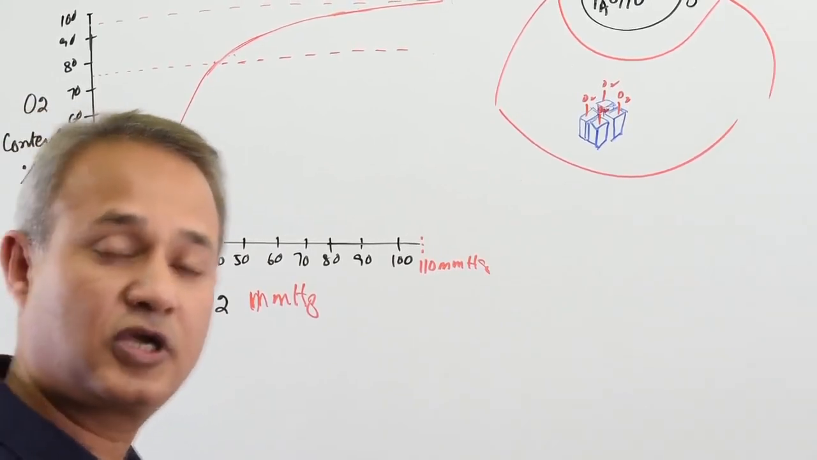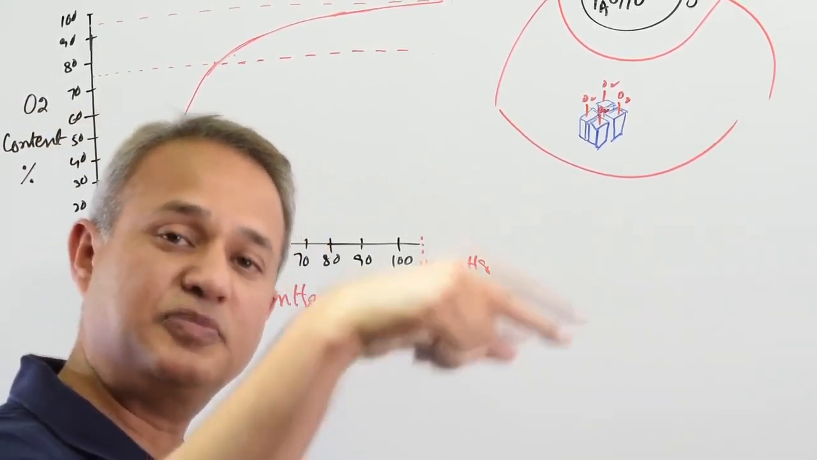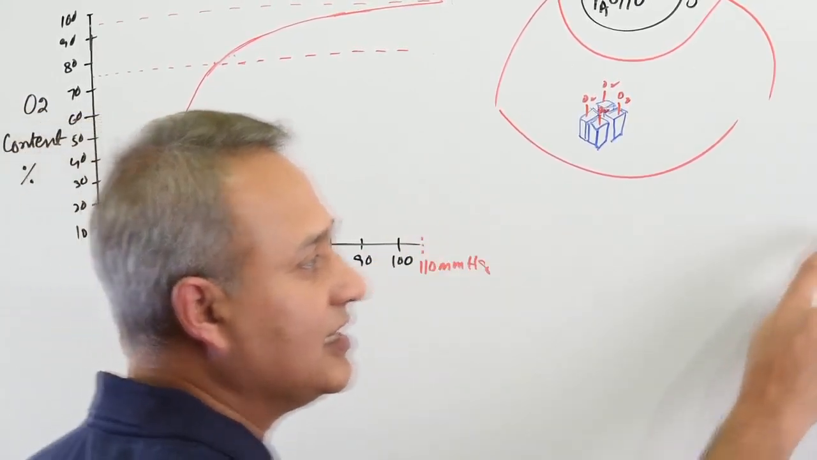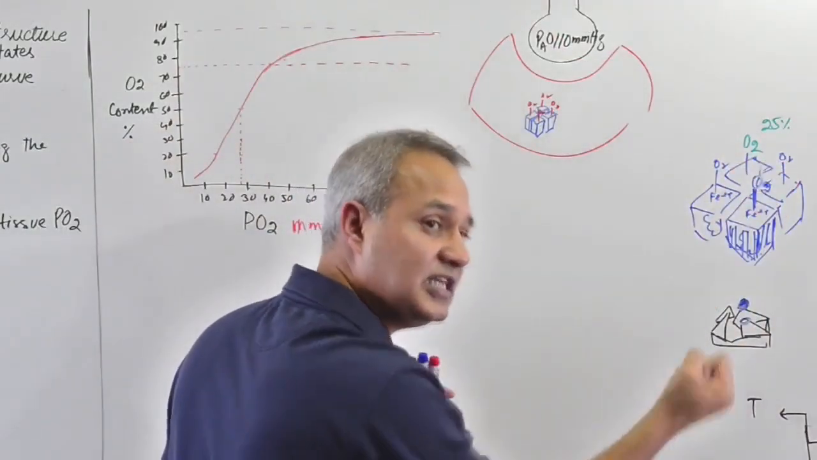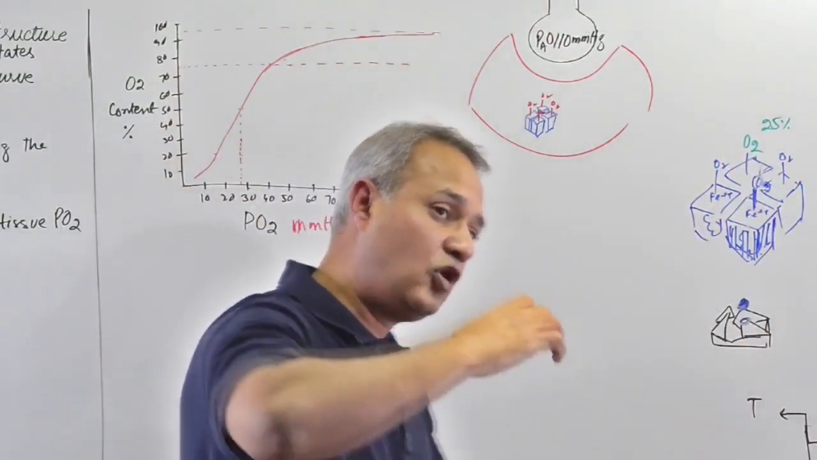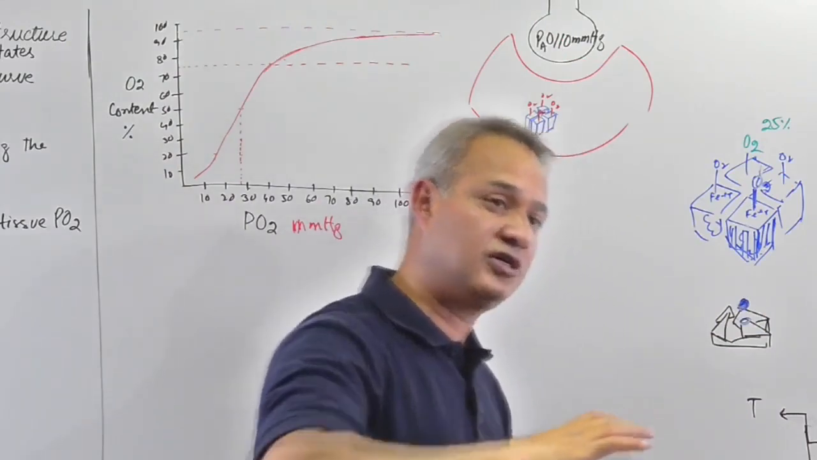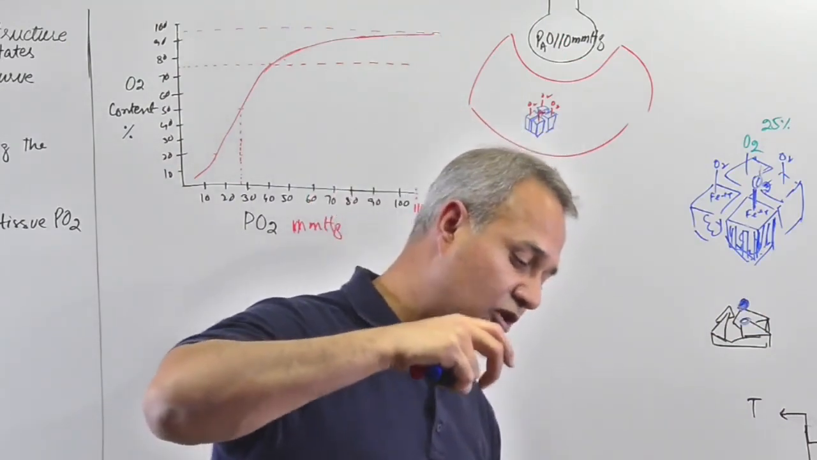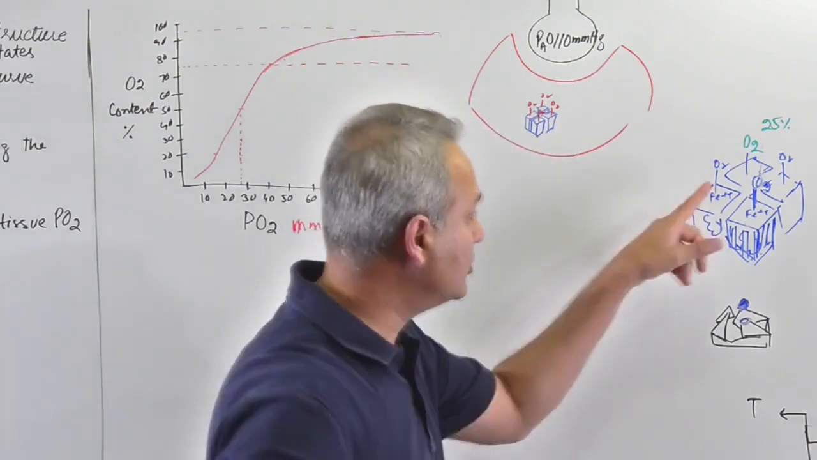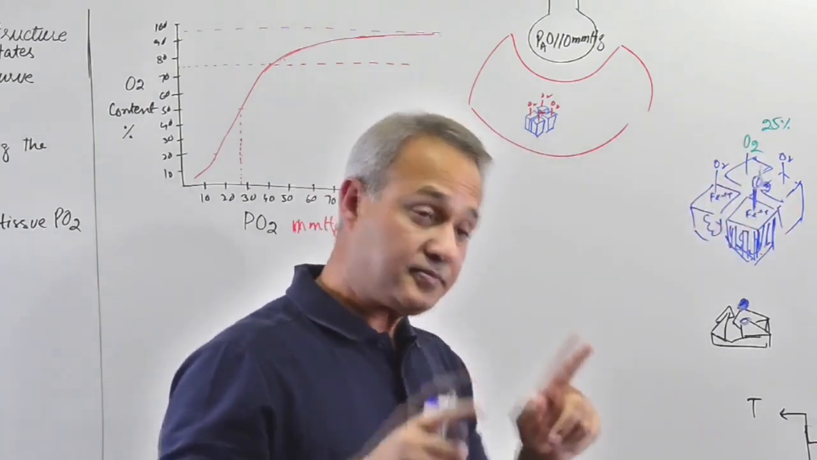And why are they loaded? Because of the partial pressure of oxygen being high. That means that the affinity of the hemoglobin to receive the oxygen is also contributed by the pressure of the oxygen there. So increased oxygen molecules push the oxygen into the binding sites.